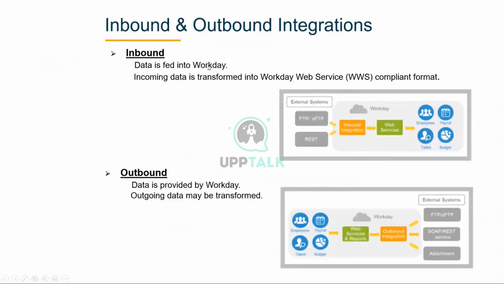Inbound data is fed into Workday; incoming data is transformed into Workday by web services, and we created the EIB interface. Using the REST, we went to the inbound integration through the web services and updated the employee contact information, which we are having some errors with, but we'll get it fixed. Now we want to look at an EIB or outbound integration, where data is provided by Workday and outgoing data may be transformed into something and is going out to somewhere.